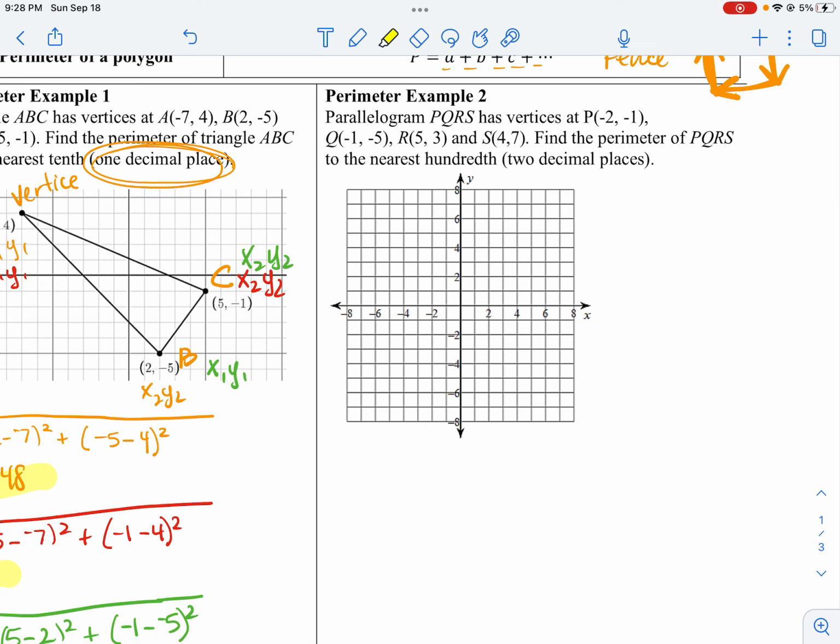Now, this next example is a parallelogram. Parallelograms just mean it has 2 sets of parallel sides. They don't have to be right angles. This could be a rhombus. It could be all kinds of things.